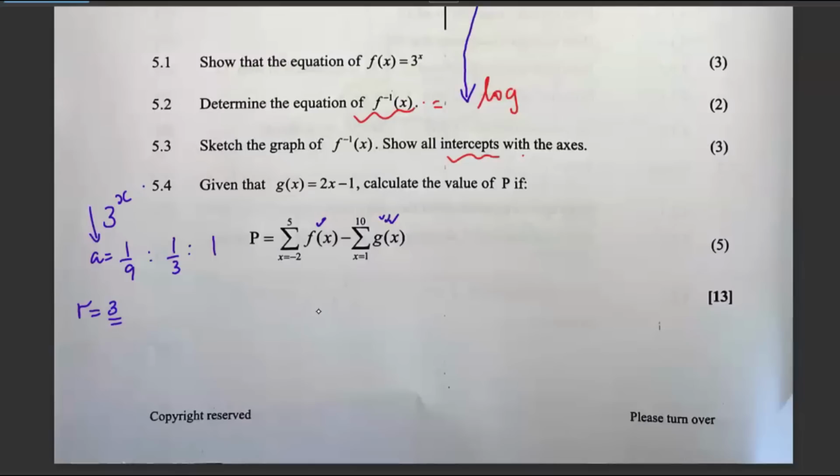Let's look at the second one. With the second one, this is linear. Okay, so it's more like arithmetic. So if x is 1, y, the first term is 1.